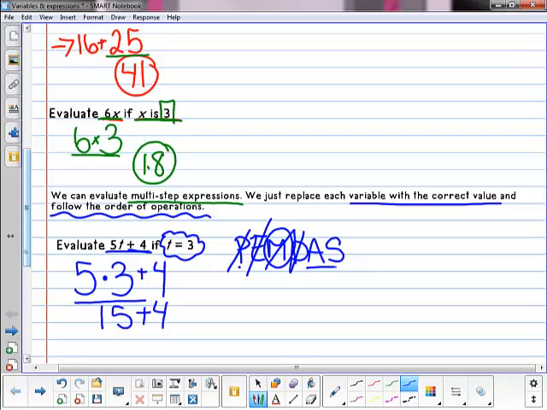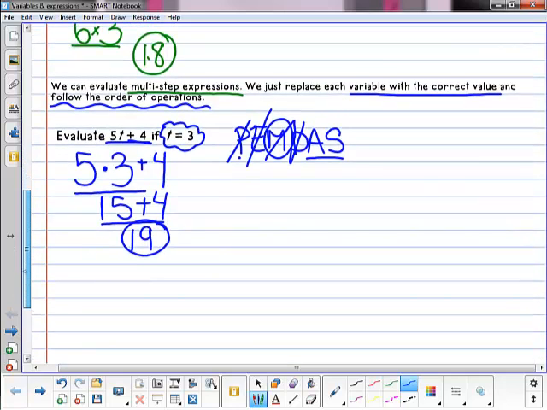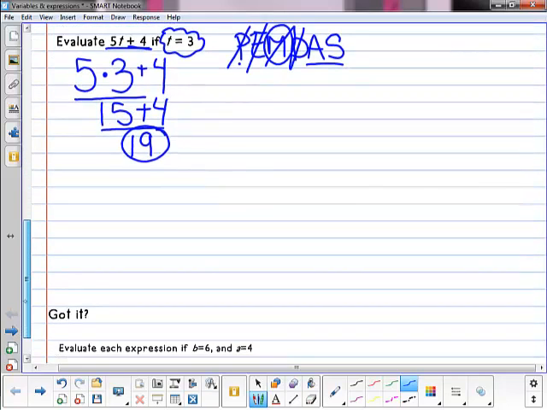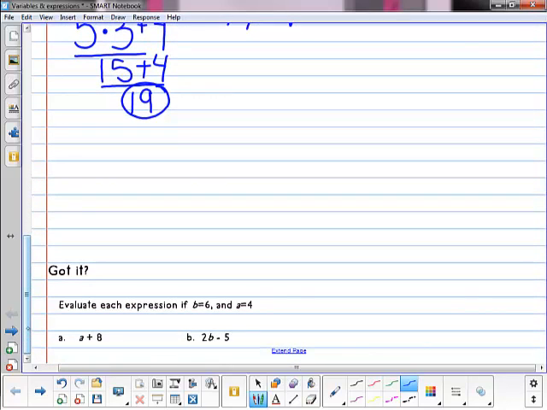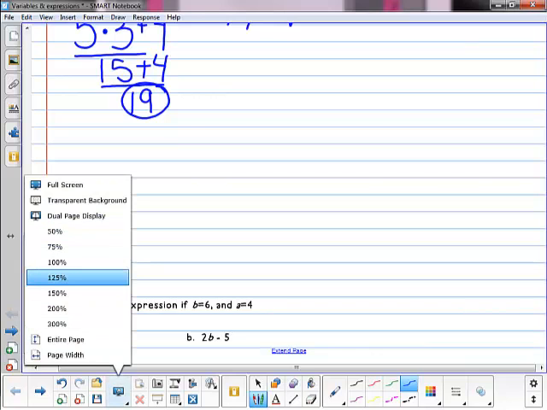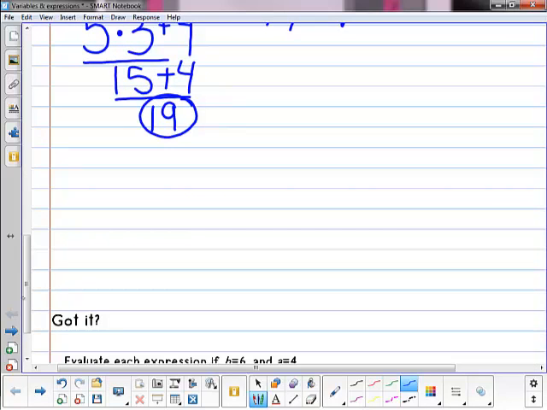First, I'm going to do 5 times 3, because remember, we have to work left to right. So 5 times 3 is 15. Bring everything else down. I don't have any division. All right, do I have addition or subtraction? I sure do. 15 plus 4 equals 19. So that is the value of this expression when t equals 3. Okay?